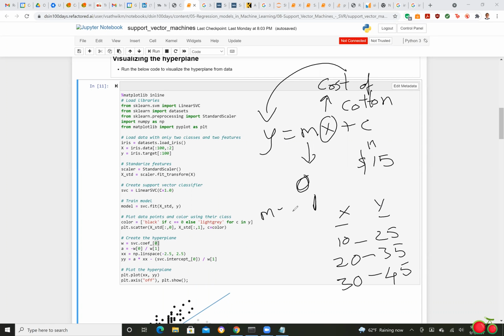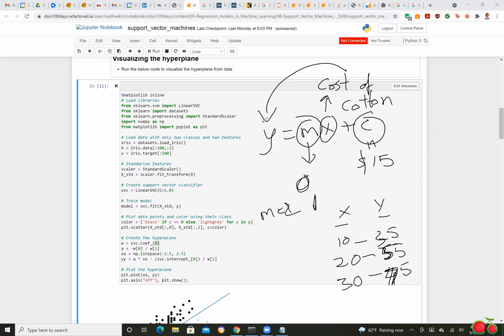Even when m equals 2, it's still a linear relationship, but things keep doubling. If let's say m equals 2, then 10 will become 35, this will become 55, and this will become 75. So it will keep doubling if m equals 2, and then you still add the $15 at the end, which is our intercept. So this is how it would proceed depending upon the value of m.